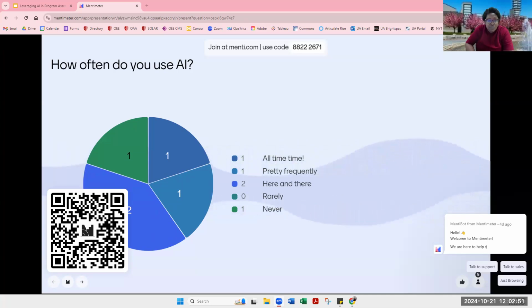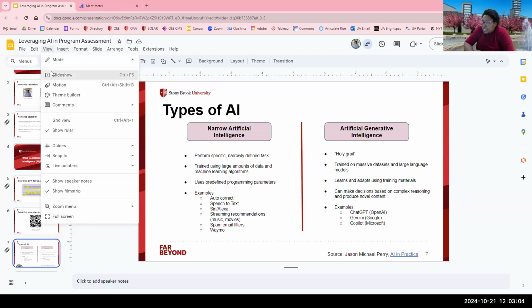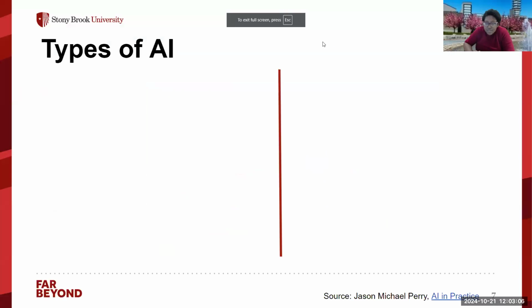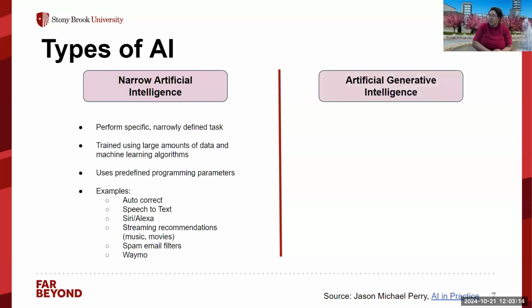All right, so we see it's pretty split. There's some who are using it all the time, and then there's some who never use it at all. But I just want to show you some types of AI. We have one called narrow artificial intelligence, and they perform specific narrowly defined tasks. They're trained to use large amounts of data and machine learning algorithms, and they have predefined programming parameters. So you'll see on your phone when you have autocorrect, you'll see it in some assistive technology where it's speech to text, where you can talk and then it'll type out what you're saying. You see it with Siri and Alexa.